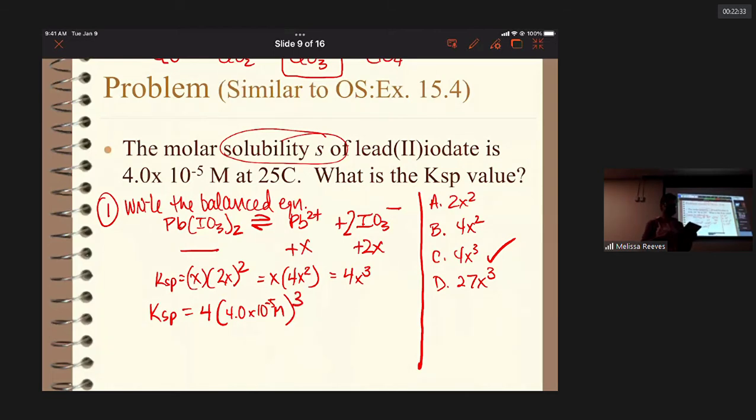So this problem is kind of fun because you didn't have to solve for X. They actually told you what it was in the question. It's the amount of this that dissolves, which is also the amount of lead-2 ion that's in the solution, because they have the same mole ratio, right? Or the same stoichiometric coefficient.